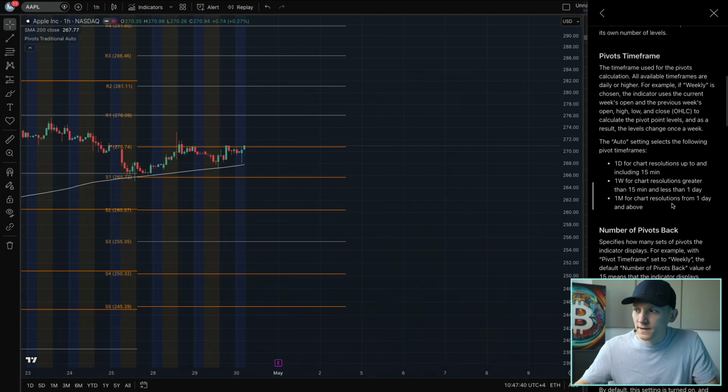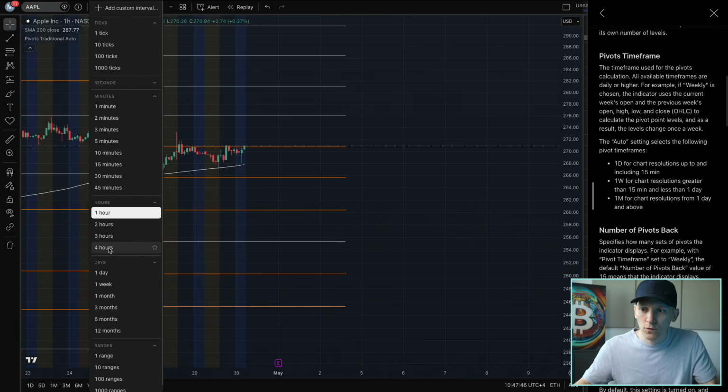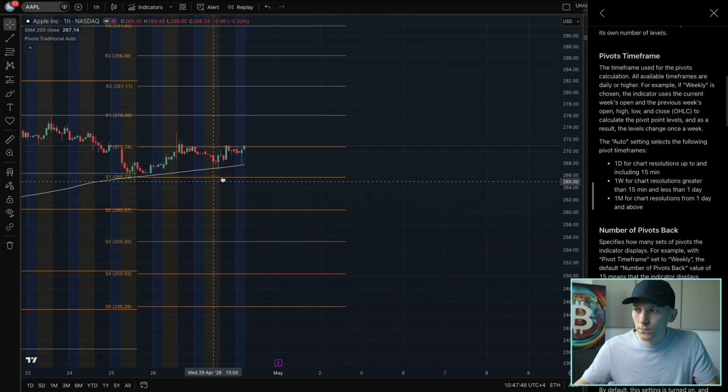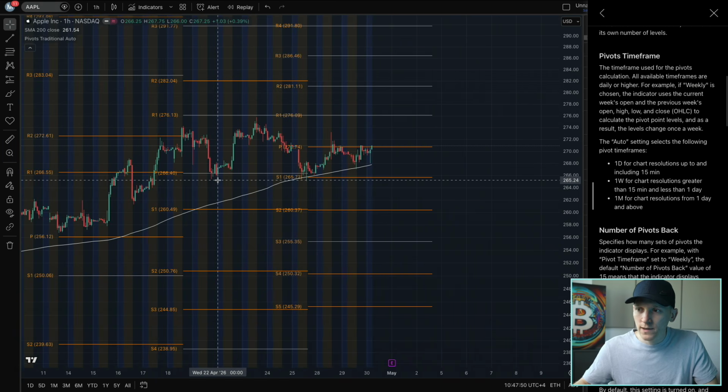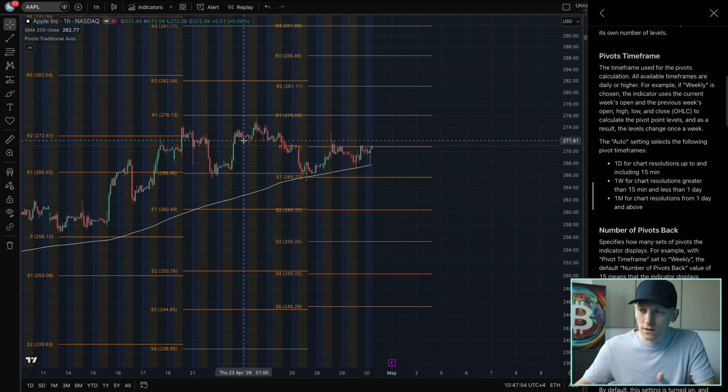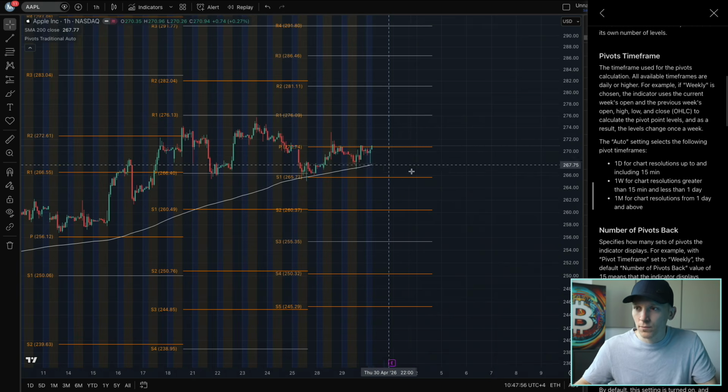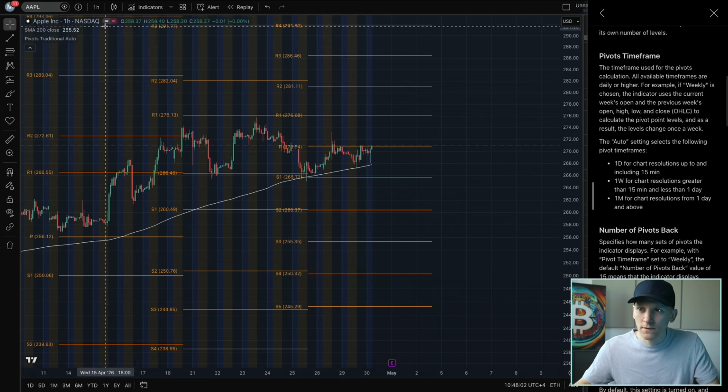And under a day, you'll be looking at weekly pivot points. So if you're trading on your time frame of 1 hour, 2, 3, 4 hours, then you'll be looking at these pivot points, which are calculated on the weekly chart. So the previous week's open, high, low, close, etc. are going to be calculated as your pivot points. We can see here on the 1 hour, the pivot point resistance here is 270. This is for Apple stock.